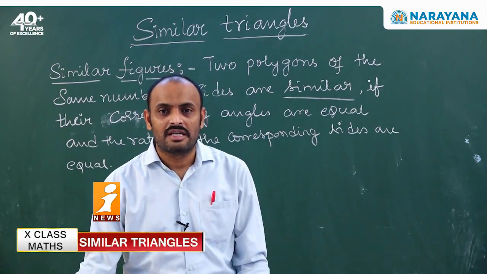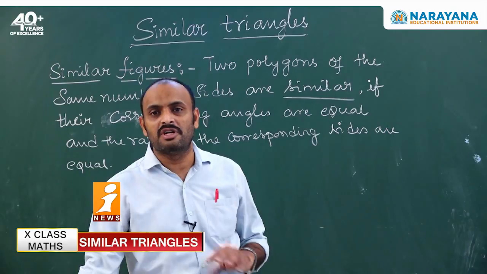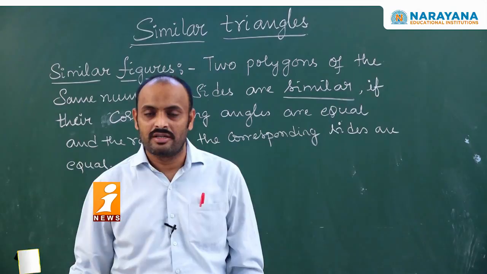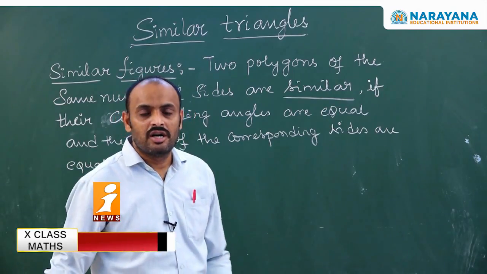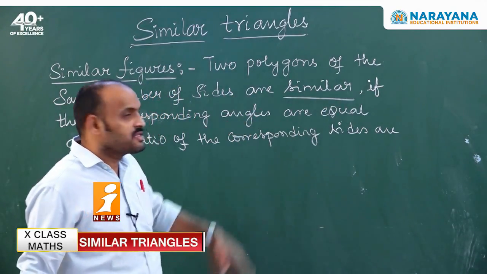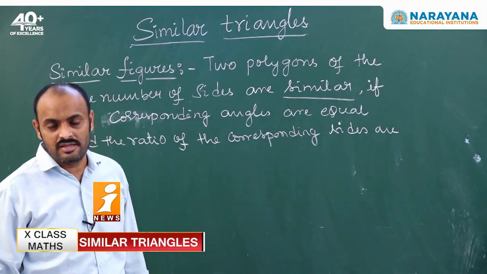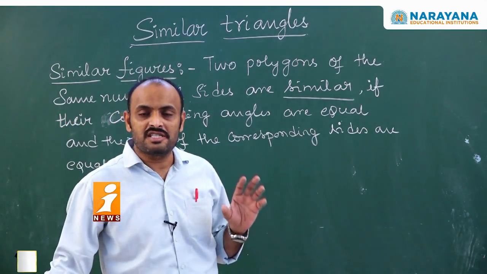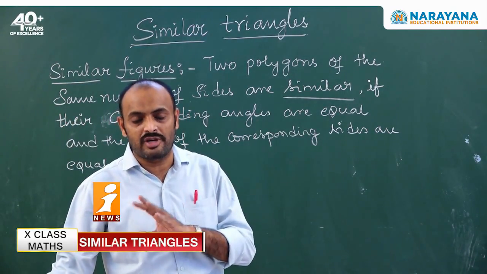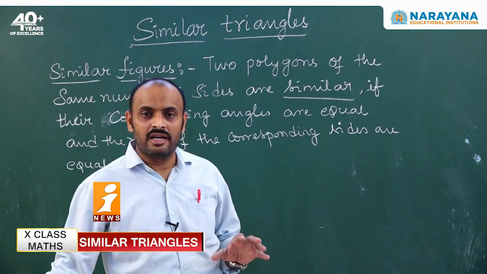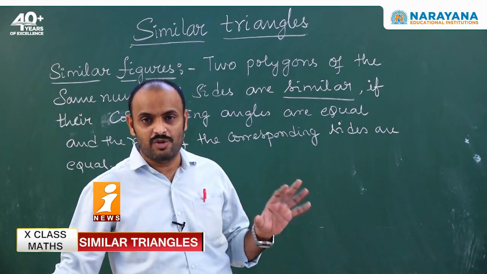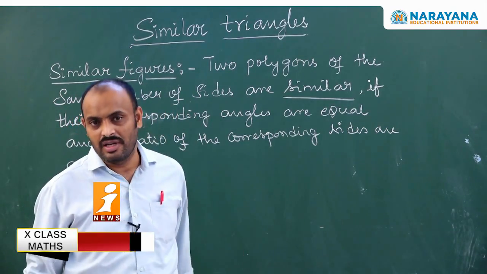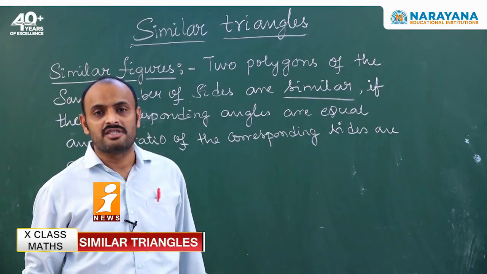Now, let us see the basic thing of similar triangles. What do you mean by a similar figure? Any two polygons of the same number of sides. That means the first figure has 4 sides, the second figure also should have 4 sides, and their corresponding angles should be equal, and the ratio of the corresponding sides are equal. Then we say that the figures are similar.